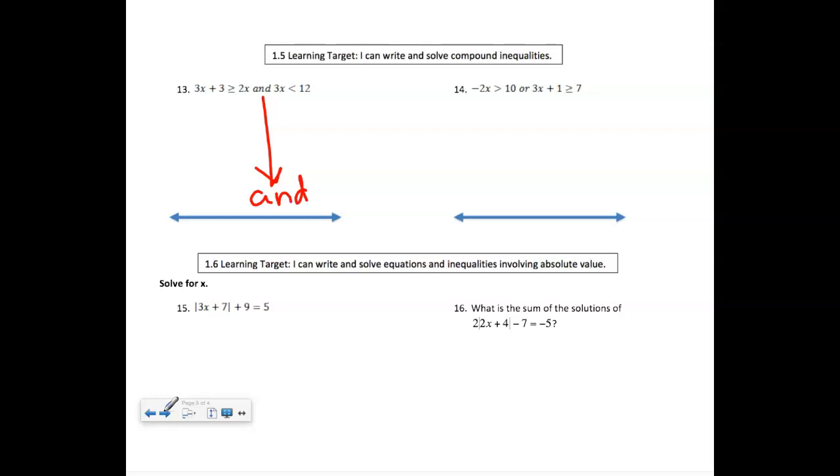On this one, I'm going to minus the 2x from both sides, get those x's together. So now I have x plus 3 is greater than or equal to 0. I'm going to subtract the 3 from both sides, so I have x is greater than or equal to negative 3. I'm going to write that down here as part of our answer. This one, easy, just divide by 3, and x is less than 4.